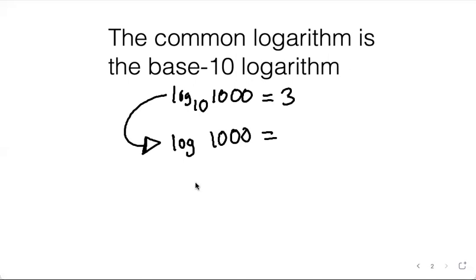It's the same exact idea as, for example, a square root. People don't write the 2 up here normally, because you're supposed to assume that it's a square root, even though the 2 isn't up there. Same exact idea. You're supposed to assume that there's a 10 down here. You're supposed to assume that the base is 10, even though it's not written.